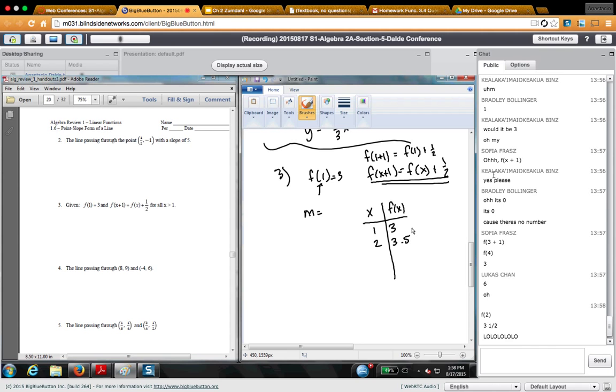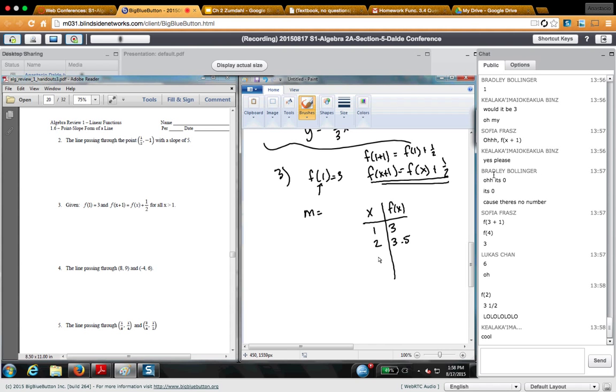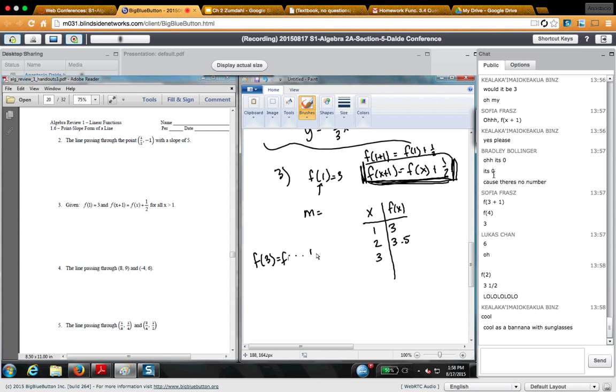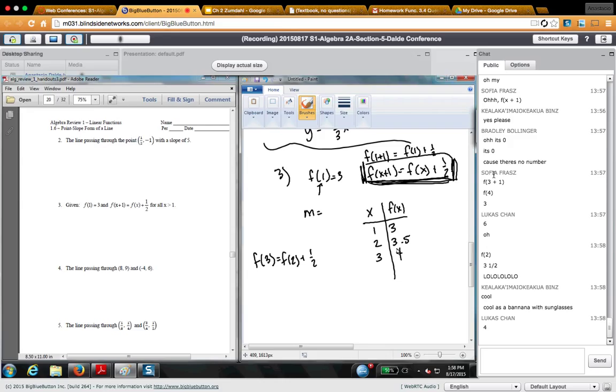All right. What would f of 3 be? You can get f of 3 by plugging x equals 2 into this equation: f of 2 plus 1, which is f of 3, equals whatever f of 2 was plus 1/2. So that would just be 4, because 3.5 plus 1/2 is 4. Boom, done. Got it?